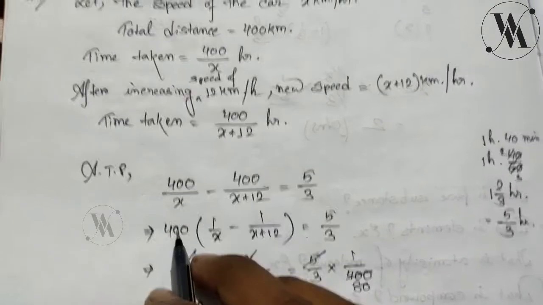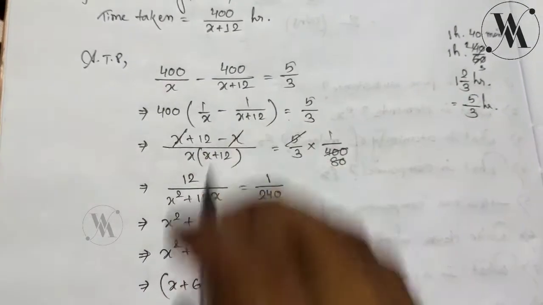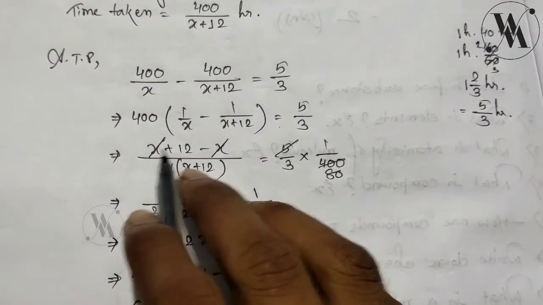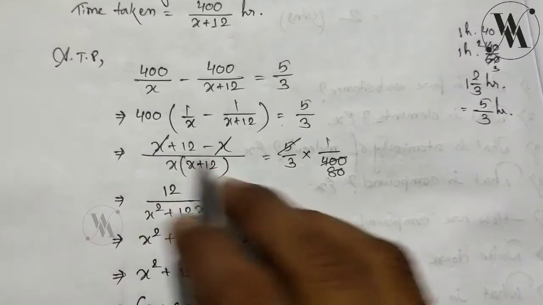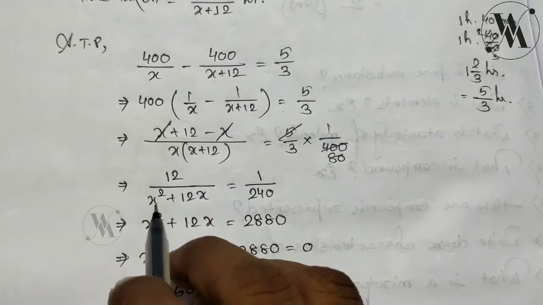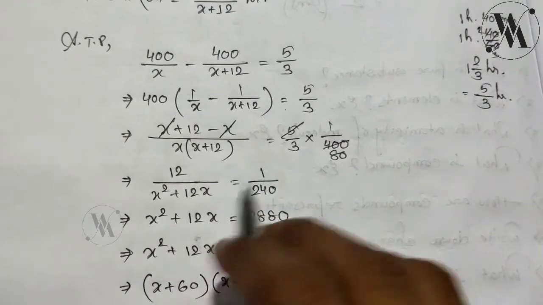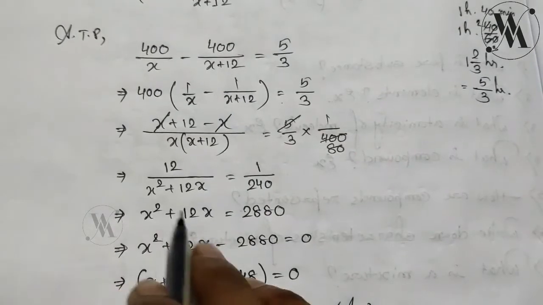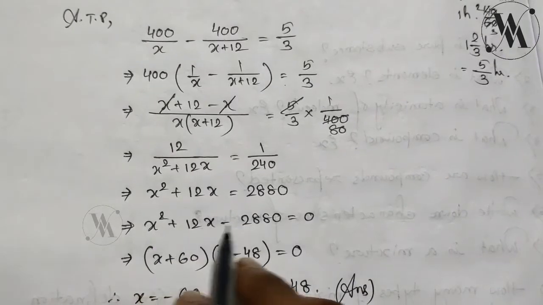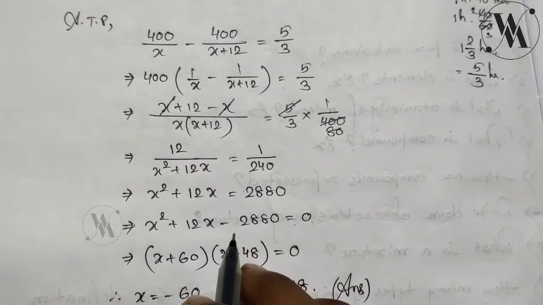Now here 400 will be common, so 1 by x minus 1 by x plus 12 equals 5 by 3. So after LCM, x plus 12 minus x, the x cancels out, and here 5 by 3 into 1 by 400. So here 12 by x square plus 12x equals 1 by 240. Now cross multiply it, so we get x square plus 12x equals 2880. So x square plus 12x minus 2880 equals 0. That is the quadratic equation.